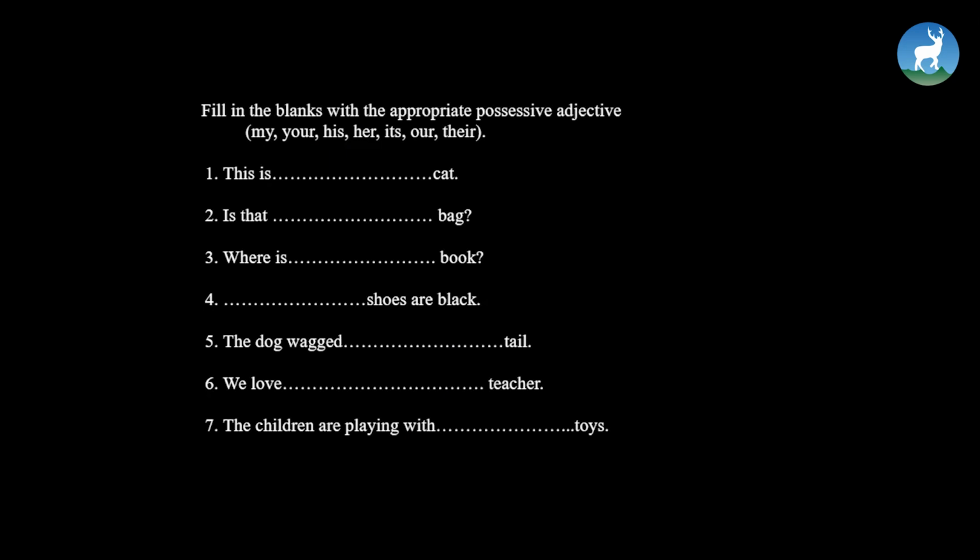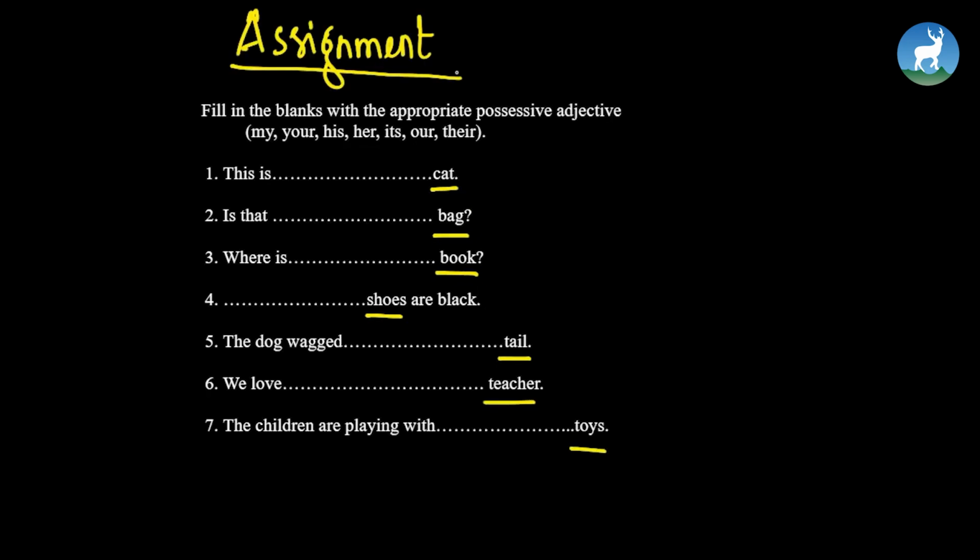In this exercise, you'll have to fill in the blanks with appropriate possessive adjectives. Remember, possessive adjectives are those words that come before a noun to tell us who owns something. Here are nouns, right? Cat, bag, book, shoes, tail, teacher, toys. These all are nouns, and we have to use possessive adjectives to tell who owns something. So you'll have to tell who owns the cat, the bag, the book, shoes, tail, teacher, and toys. I guess you can do it on your own. This one is your assignment, okay?